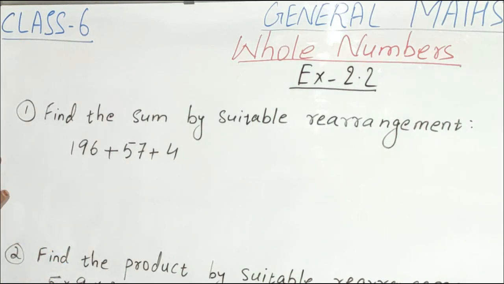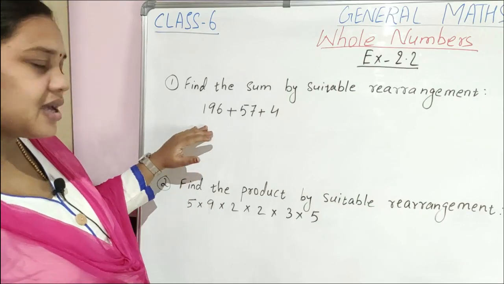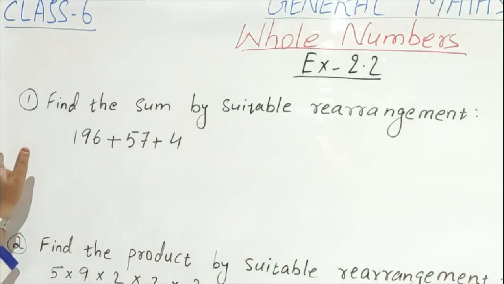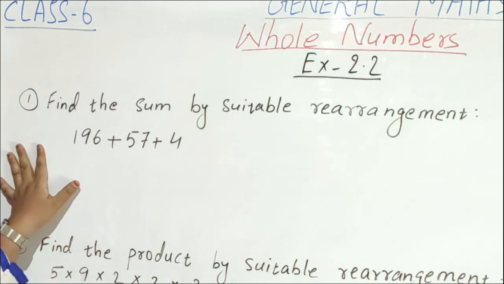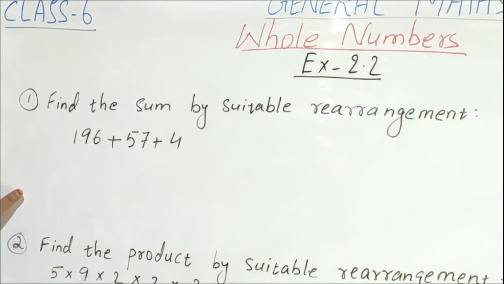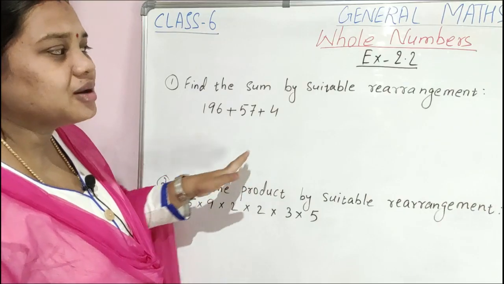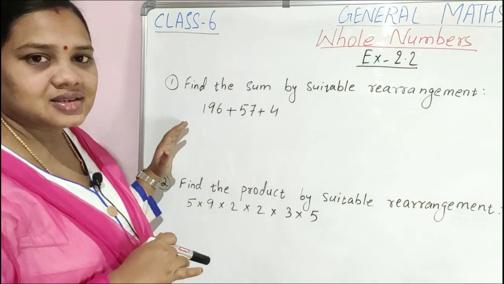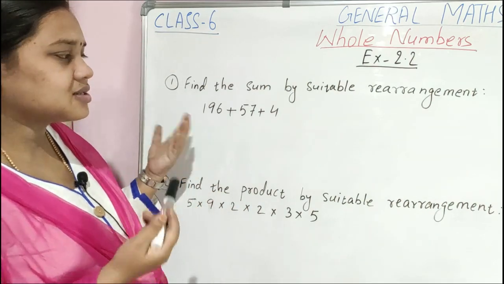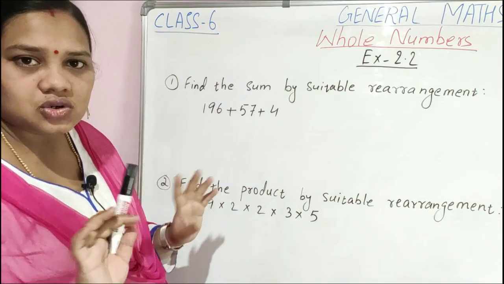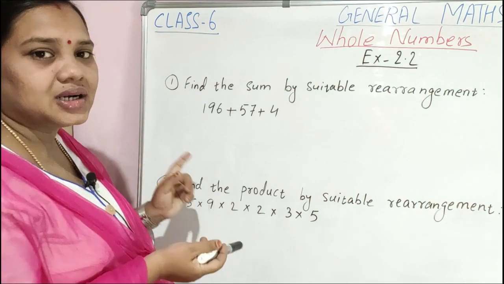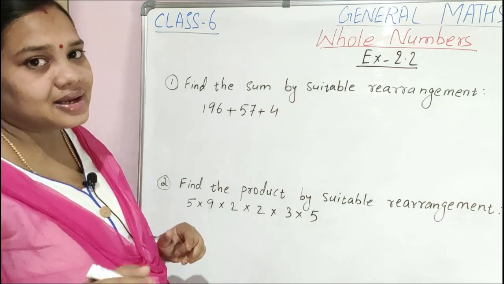First question. Find the sum by suitable rearrangement. You have to rearrange the numbers that are given. This is question C: 196 plus 57 plus 4. Here some numbers are added. You have to find the sum by suitable rearrangement, and use the property to find the sum. You may think you can directly add the three numbers, but not like that. You have to rearrange the numbers, use properties, and then find the sum.